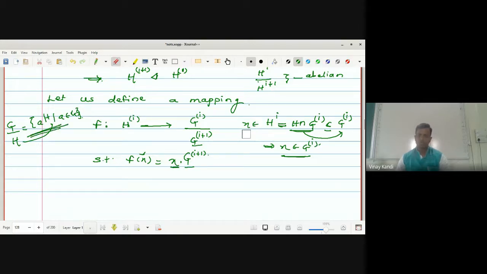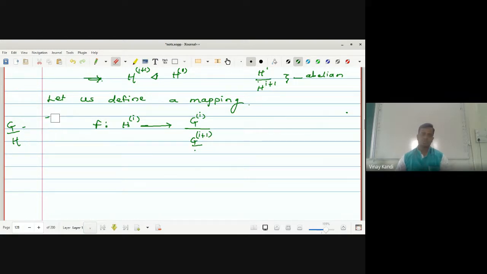Okay, so x belongs to H raised to I. That means H raised to I is nothing but H intersection G raised to I, which is contained in G raised to I. Why? Because this one is smaller: H intersection G raised to I is smaller than G raised to I. Okay, that means this x belongs to G raised to I. That is, f of x is equal to x into G raised to I plus 1.